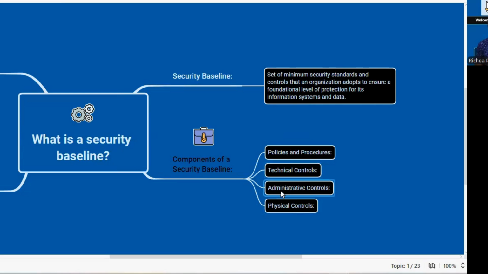Administrative controls are management actions and policies, including access control policies, your training programs, and also incident response plans. Then you move on to your physical controls. These are measures to protect the physical infrastructure, such as locked server rooms and surveillance systems within the organizations.